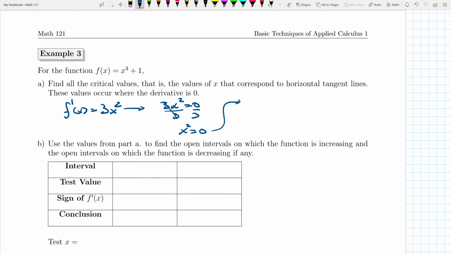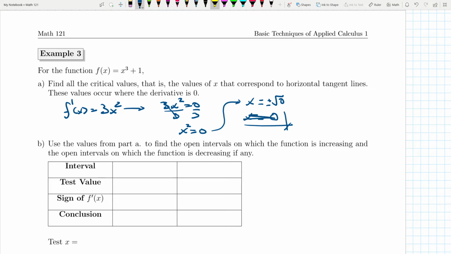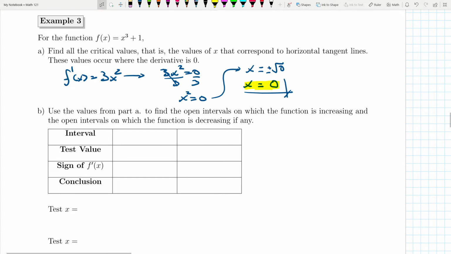And well, x equals plus or minus the square root of 0, but plus or minus the square root of 0 is simply 0. So that's the only critical value for this given function this time. Only one critical value. So how do we go about that situation? Well, we do the same. Use the values from part A to find the open intervals on which the function is increasing or decreasing.